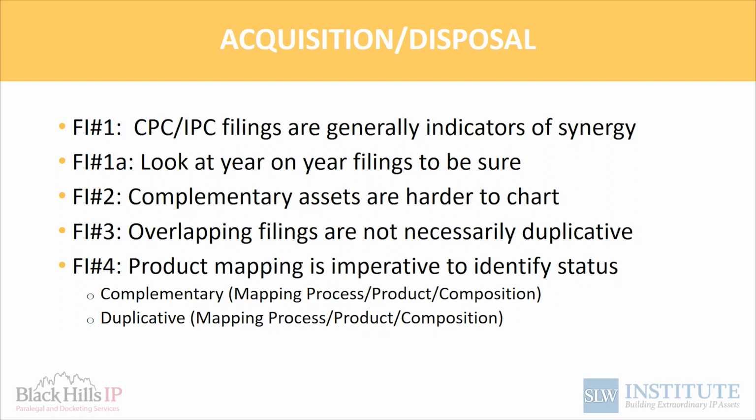So that's why we get to forensic inference number 4. Product mapping is really imperative when you're doing acquisition and disposal work to identify the status of how it fits. You've got to map it, whether it's process, product, or composition, and whether it's complementary. And this is where you need to have the business person reacting to what you're coming up with from a patenting standpoint.